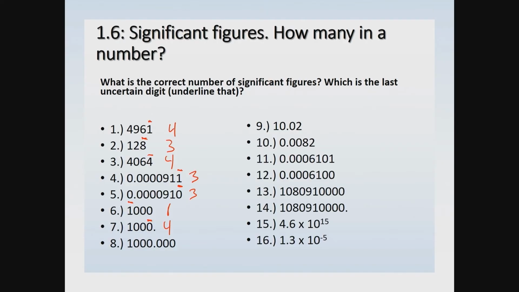Okay, the next number down should have 7 significant figures. The last 0 is the uncertain digit. This has 4. I'm going to go a little bit quicker now. This has 2. This has 4. This has 4. This has 1, 2, 3, 4, 5. This has 6. This has 10. Now, when you have a number in scientific notation, all those digits in the decimal are considered like regular numbers. So this has 2, and this has 2.